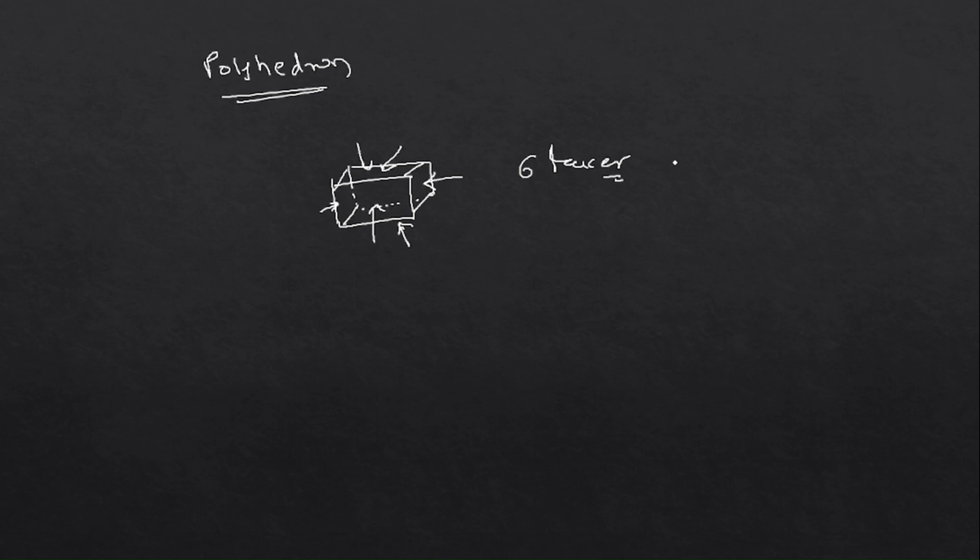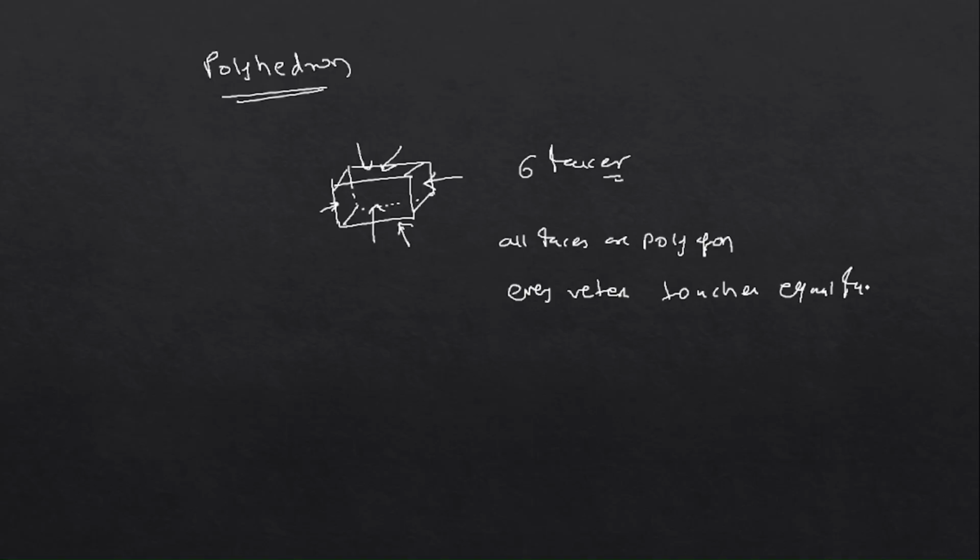If all the faces are polygons, and every vertex touches an equal number of faces, at that particular time we can say that it is a polyhedron.